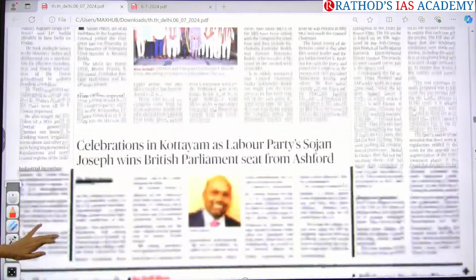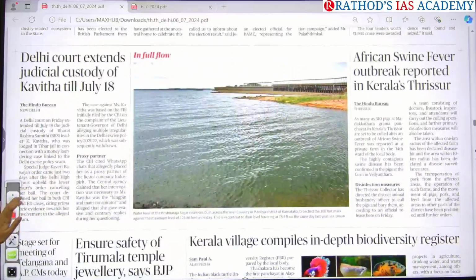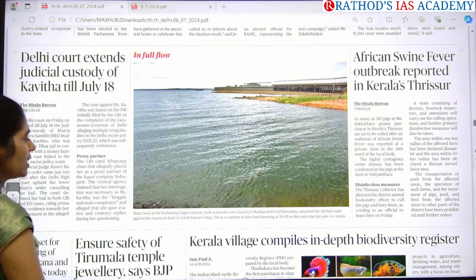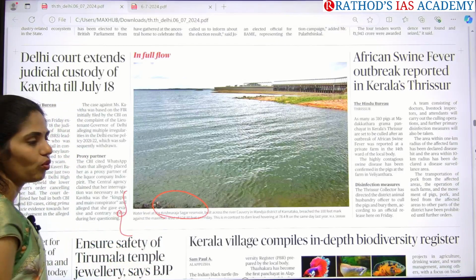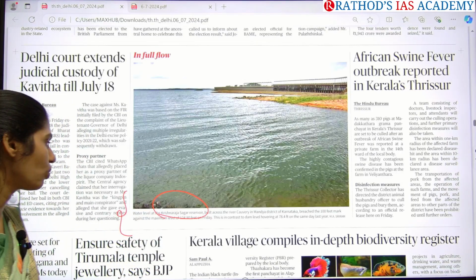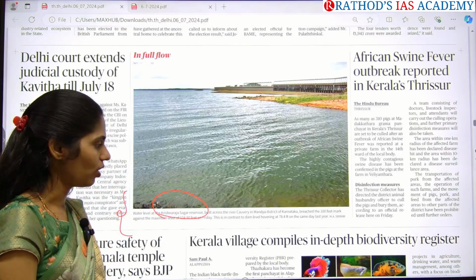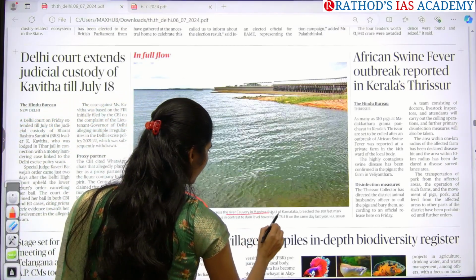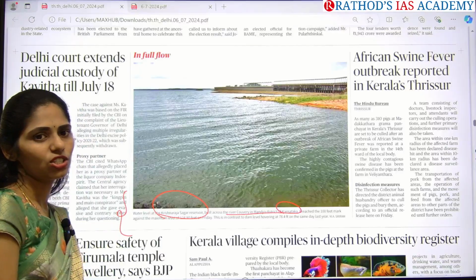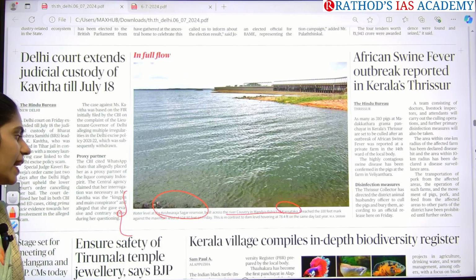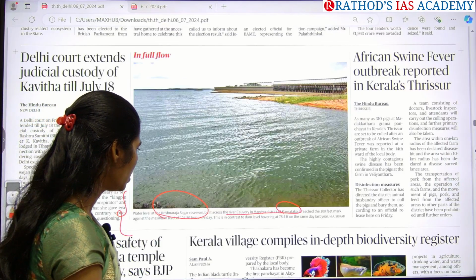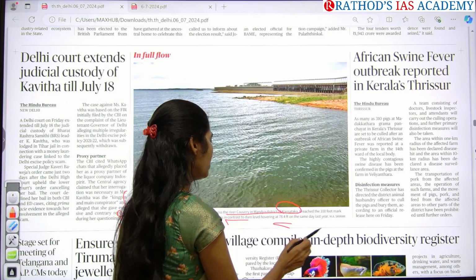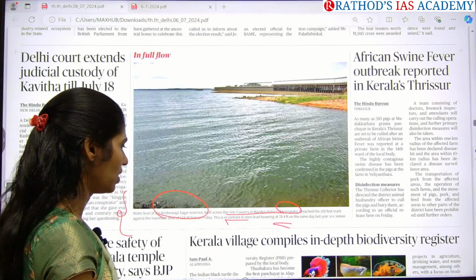Okay, so there is nothing much important on this page. Yes, here you can see one beautiful image of river Kaveri. It is talking about Krishna Sagar Reservoir. If you see this line: water level at Krishna Sagar Reservoir, which had been built across river Kaveri in Mandya district of Karnataka, breached the 100 feet mark against the maximum level of 124 feet on Friday. This is in contrast to the dam level hovering at 78.4 feet on the same day last year.